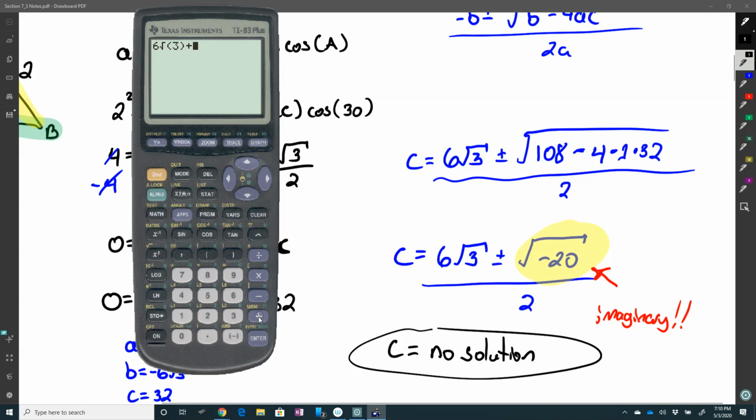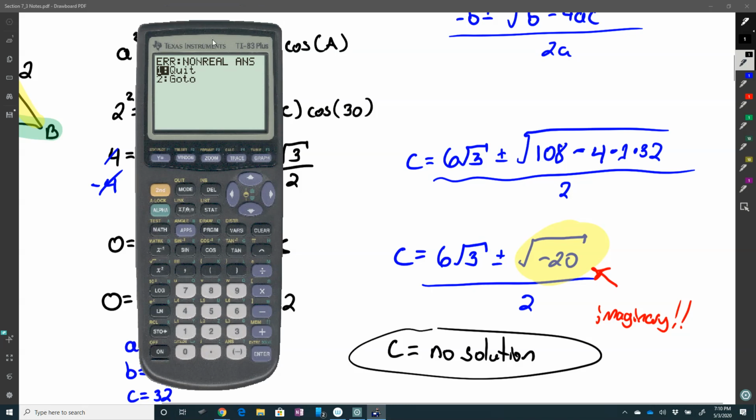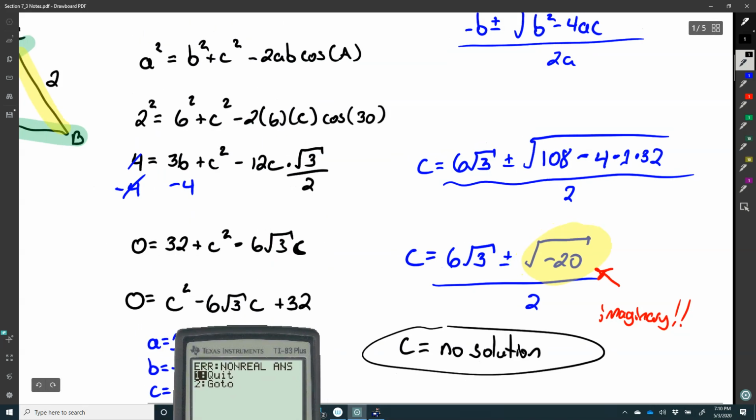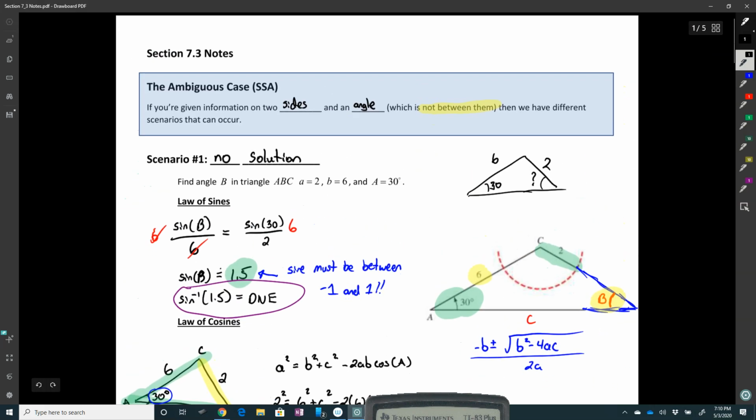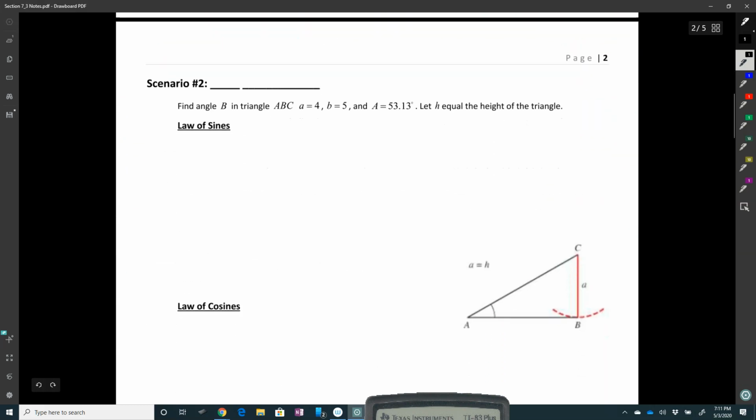For instance, if I do plus square root of negative 20 over 2, I forgot to put the parentheses in the very front. Doesn't matter because it's going to give me an error. It says non-real answer. So just do the math, and when you type it in your calculator, it'll go, and you know you don't have an answer. All right, so let's go to the next page.